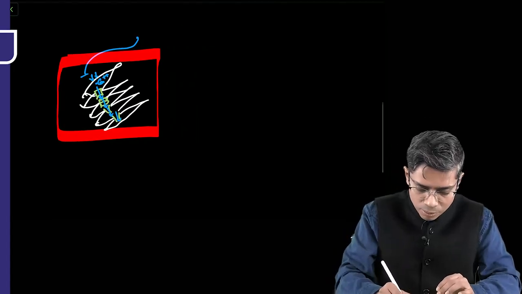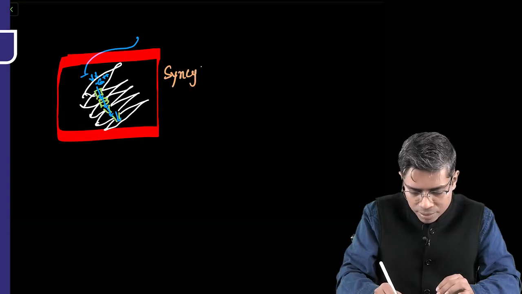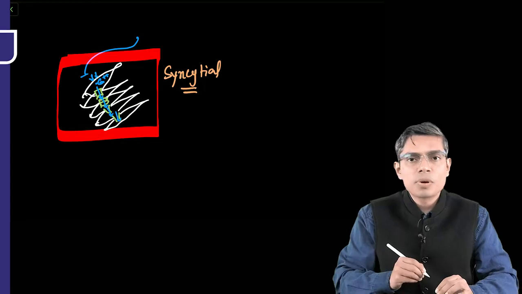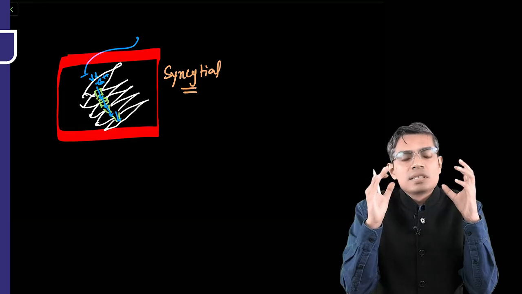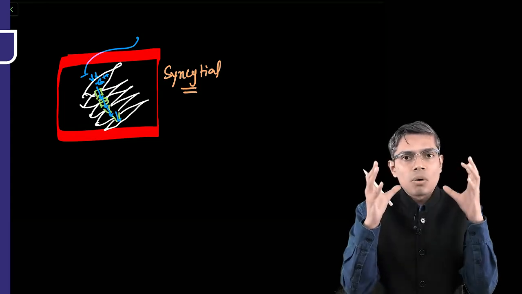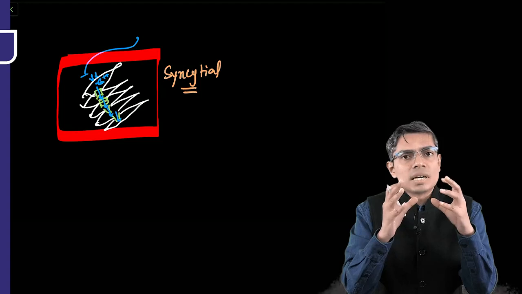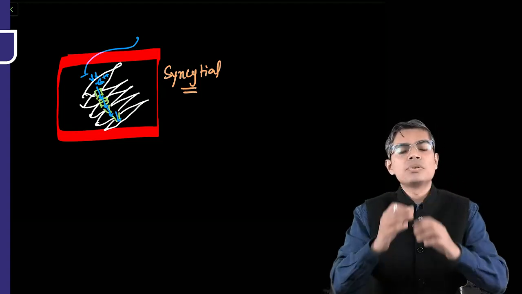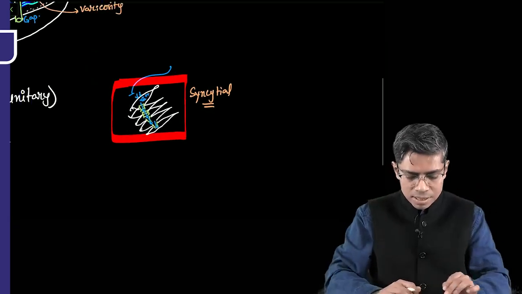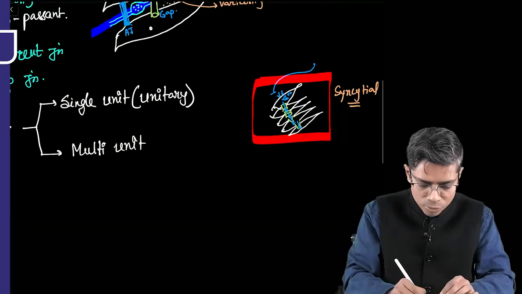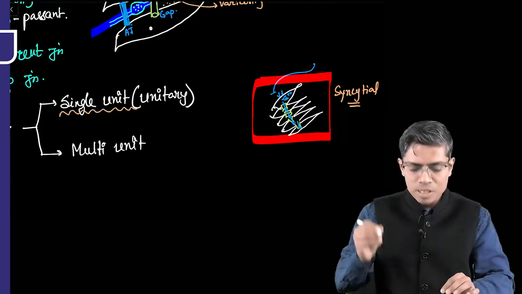You must have heard this word, syncytial property, right? This property is also inherent to the cardiac muscle. We will be discussing it later on. But syncytial smooth muscle means all the smooth muscles are connected with one another via gap junctions, due to which, whenever there is contraction, they are contracting as a single unit. This is known as single unit smooth muscle or unitary smooth muscle.